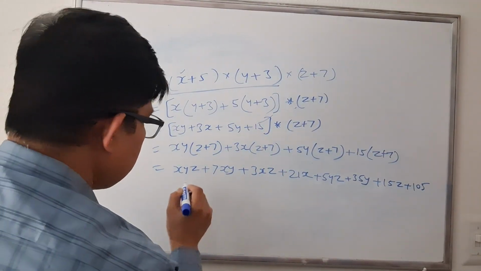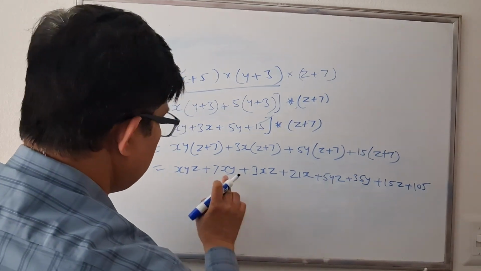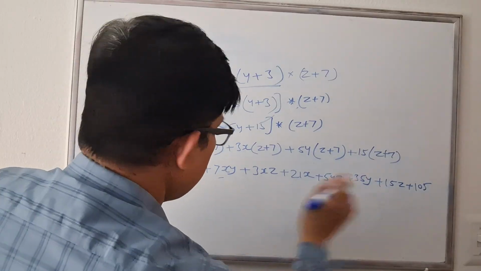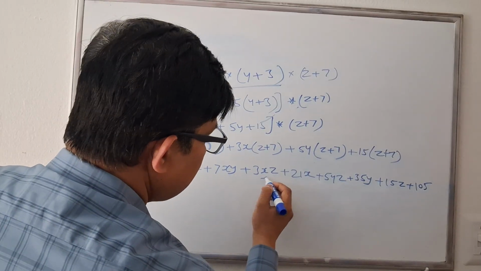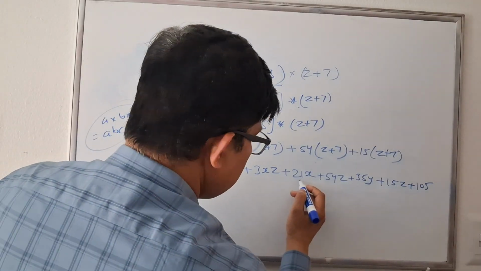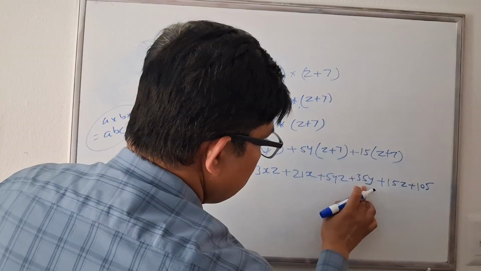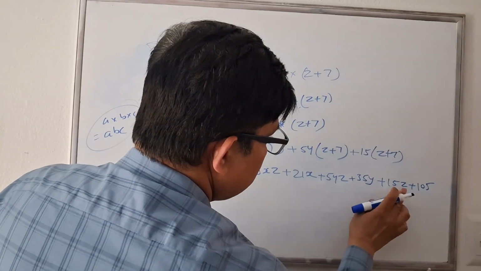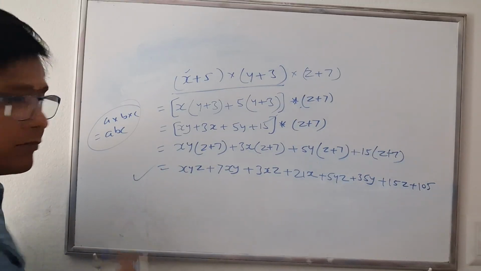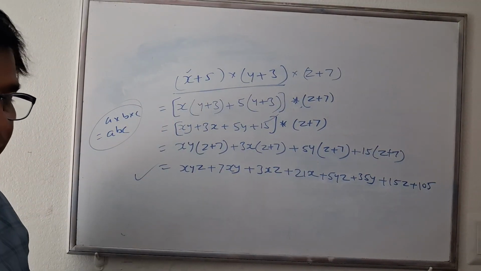Now see, do we have any term with xyz? No. Do we have any term with xy? No. Do we have any term with xz? No. Do we have any term with only x? No. yz? No. Only y? No. Only z? No. So this is your answer. Did you understand? This is how we multiply the expression.